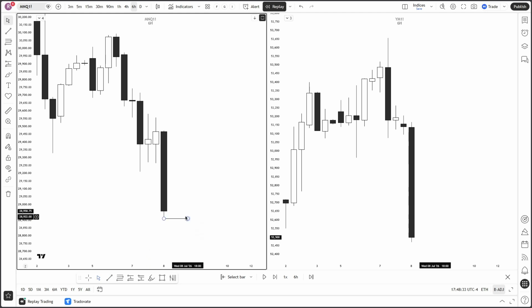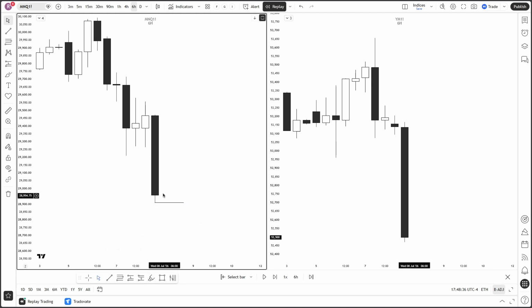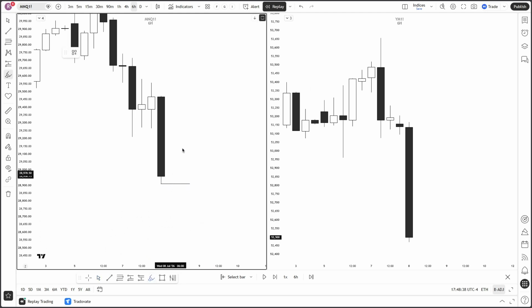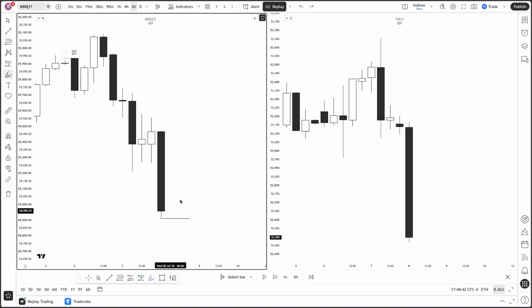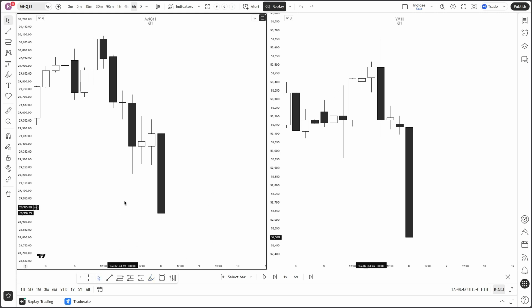So what we want to see New York doing is opening up first, and then going to the downside. I don't know why the drawings are not showing, but it doesn't matter.